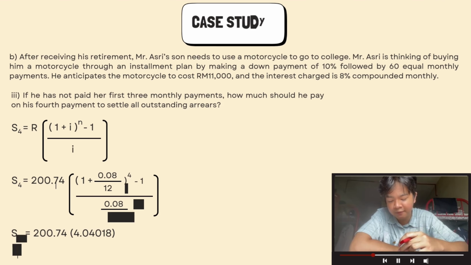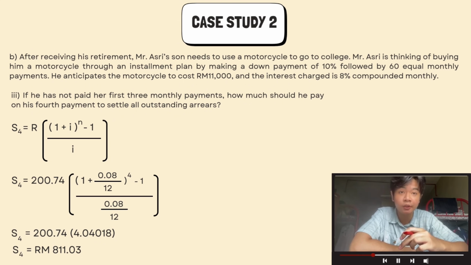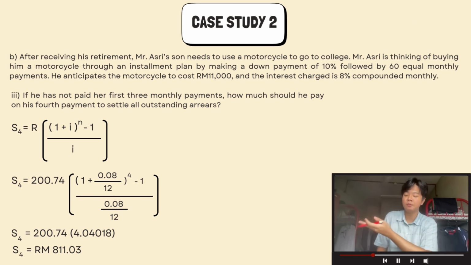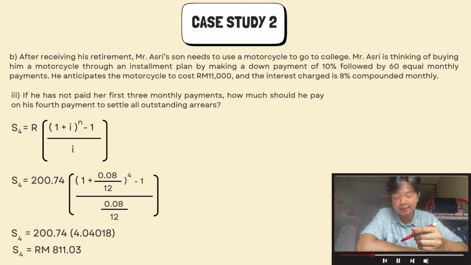He has not paid his first 3 monthly payments. How much should he pay on his 4th payment to settle the outstanding arrears? So this question asks us to calculate the outstanding payment that he couldn't make. So we're going to use the S formula for the 4th payment. In this formula, R and i are the same, but n is changed to 4. After we calculate, we got S equal to RM 811.03.